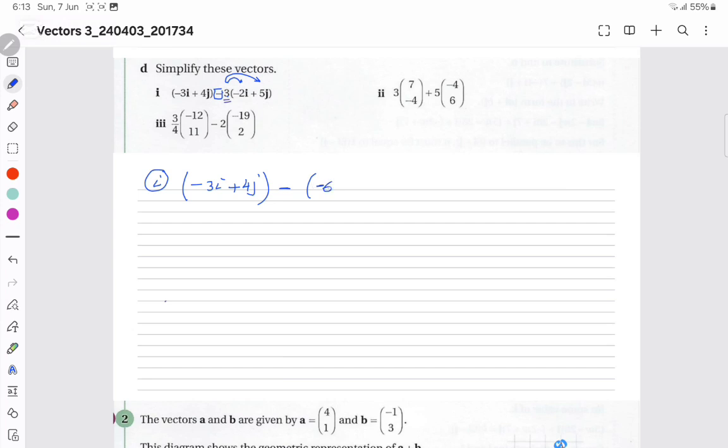3 times negative 2, negative 6. 3 times positive 5, it will be 15j. So it's equal, now collect like terms, negative 3 plus 6, it will be positive 3i. 4j minus 15j, it will be negative 11j. That is the first one.